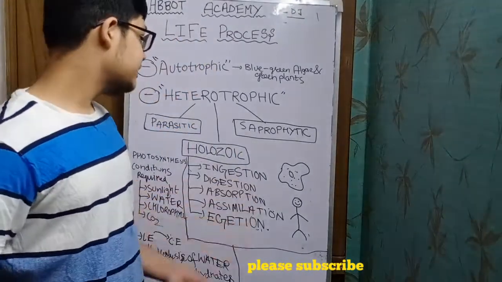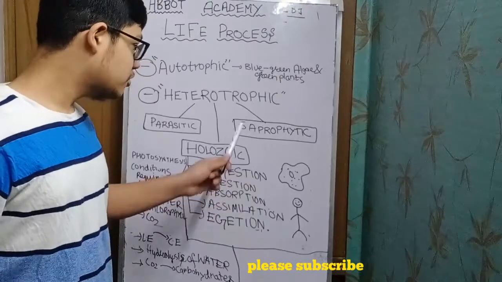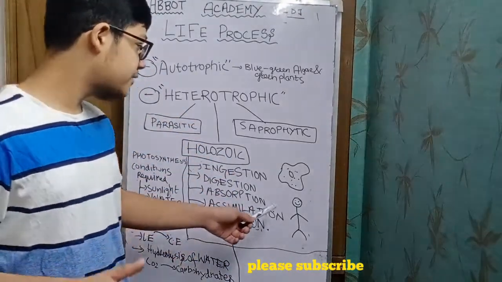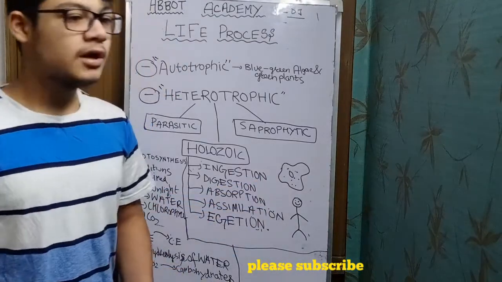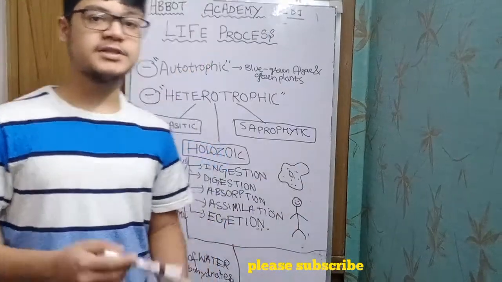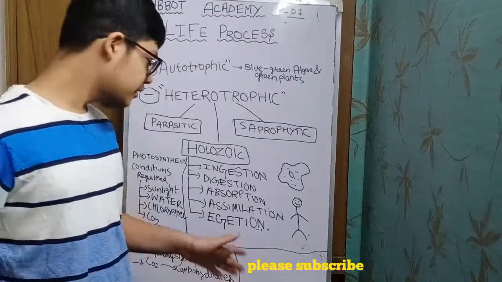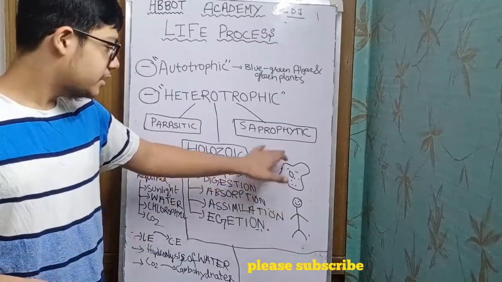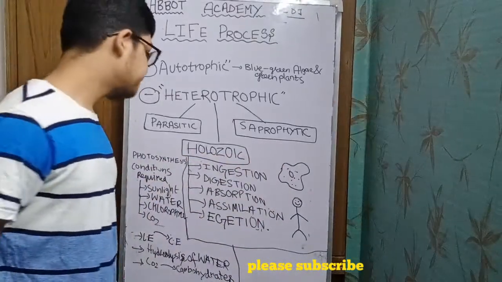So let us quickly see two examples which perform the holozoic mode of nutrition, that do these 5 steps. That is amoeba and human beings. Amoeba also performs these 5 steps, that is ingestion, digestion, absorption, assimilation, and egestion. So human beings also perform these 5 steps, so they come under the holozoic mode of nutrition.